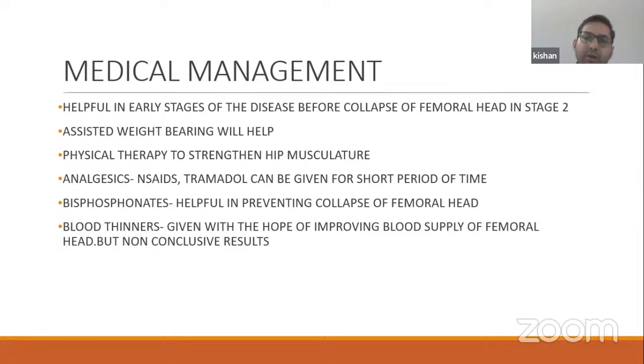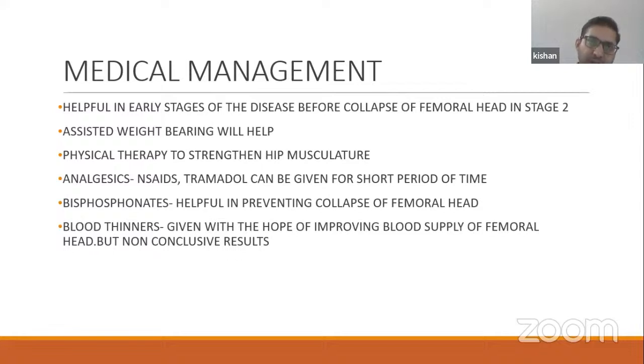If a patient presents in stage 2A, bisphosphonates can be given regularly for 3 years as per research and data. They have a role in preventing the collapse of the femoral head. Blood thinners like ecosprin or statins have a controversial role. They are given with the hope of improving the blood supply of the femoral head, but the results are non-conclusive at present. So, this is the medical management.